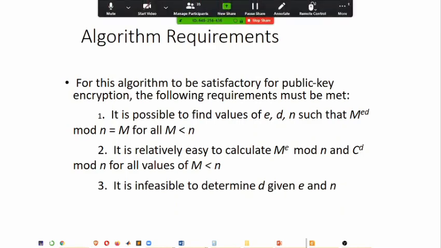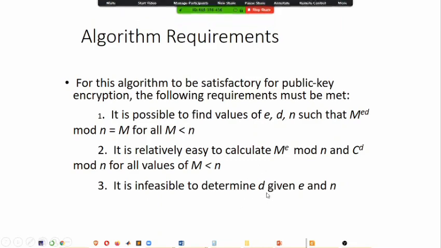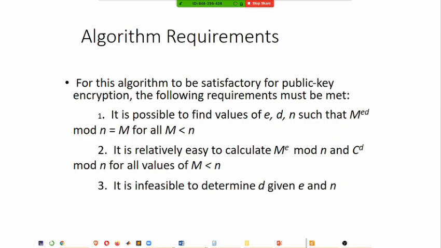So it should be infeasible to compute D, the private key, given E and N, the public key. Public key E and N in hand, it should be hard for someone to compute D, the private key. Encryption process should be simple. M to the power E mod n and C to the power D mod n should be easy to compute.